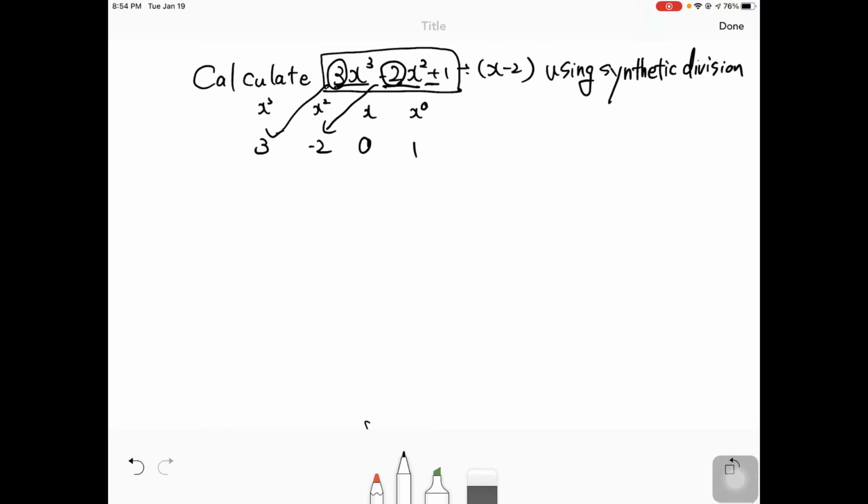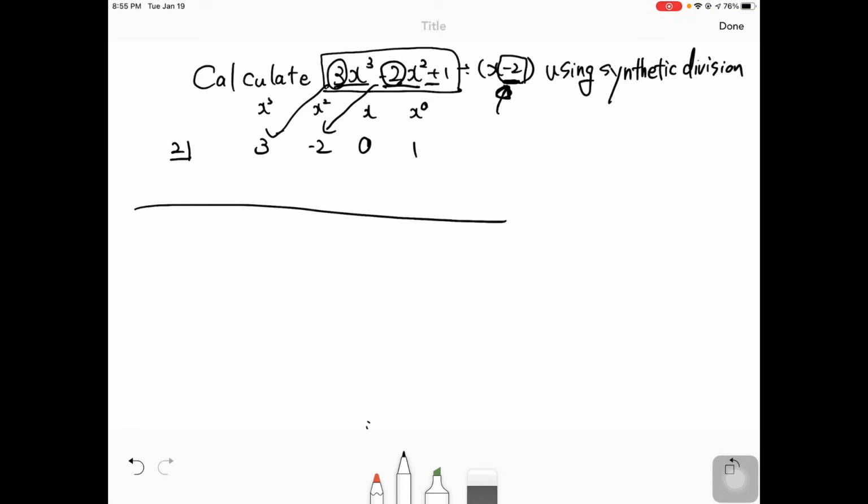Okay? Then next, you put the number on the left side of the dividend, which is this number. You put this number here. If this number is negative, you make it positive. But if this number is positive, you write a negative number. But this time it's negative, so you put a positive number here. Okay? Then you put a line here.